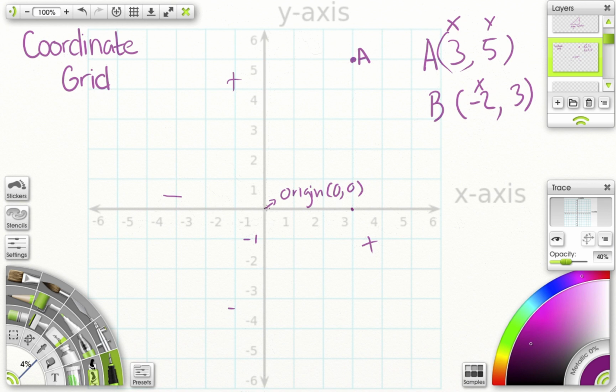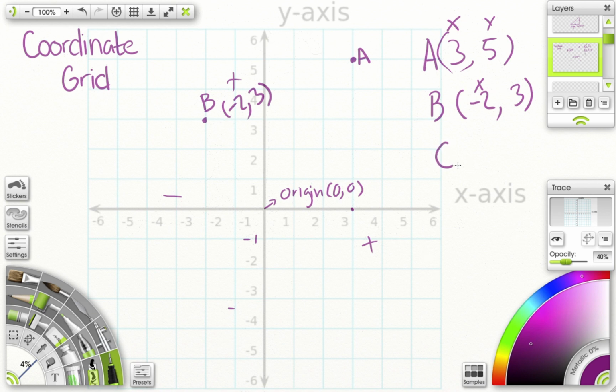So I start at my origin and I go 2 spaces to the left because I have a negative number. So I go 1, 2 to the left to where negative 2 is on my x-axis. And now my next digit is on my y-axis, which is positive 3. Positive means I go up. So I go 1, 2, 3 spaces up. And that is my B coordinate. So B is (-2, 3).